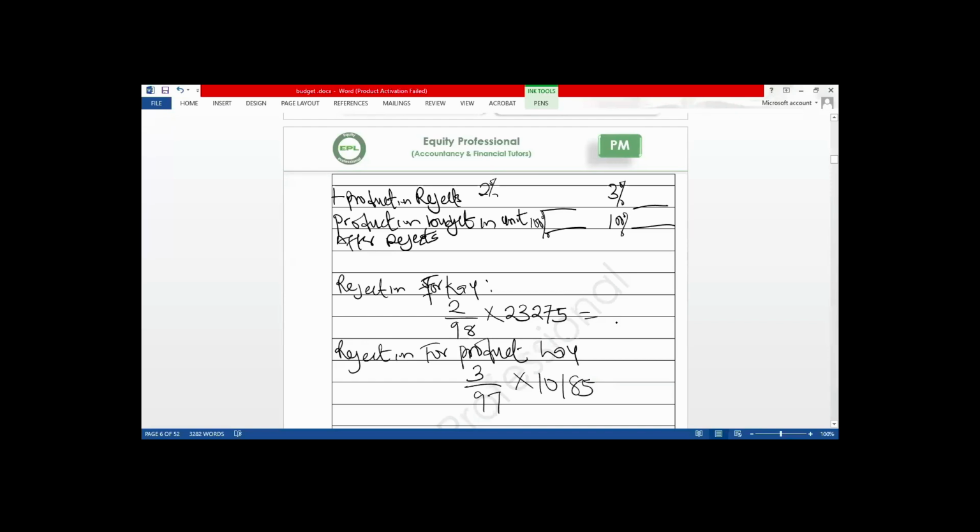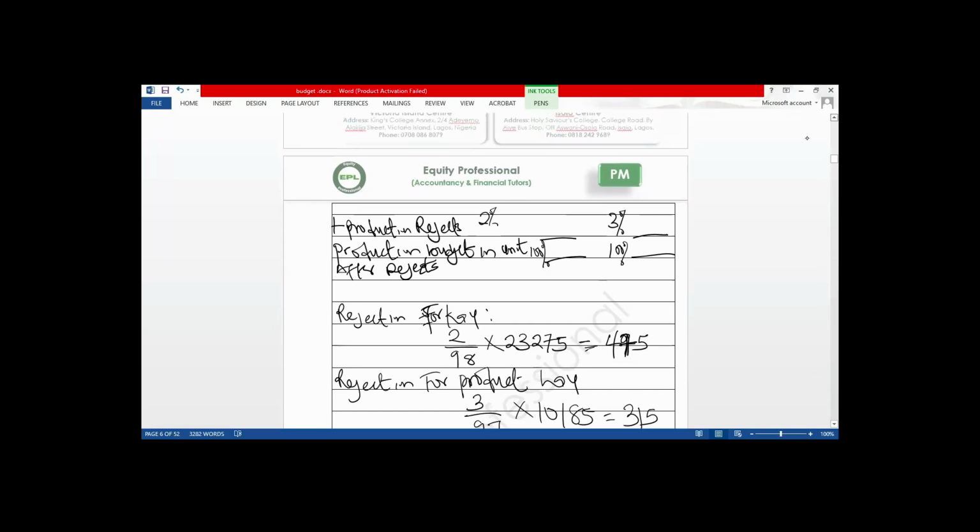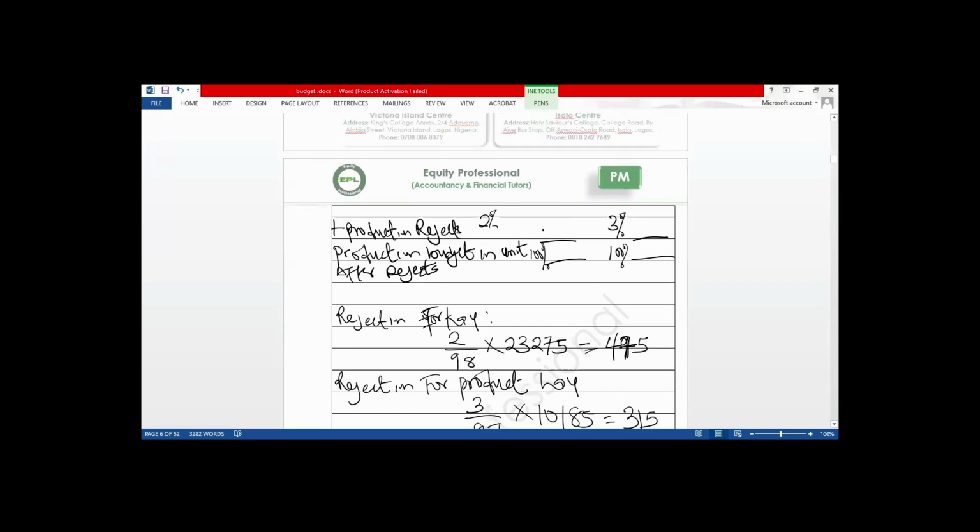Please let us apply our calculator and work this out. For K, it's 475. For Lay, it's 315. We can return here now. Production reject for K, 475. This is 315. You can now add up.